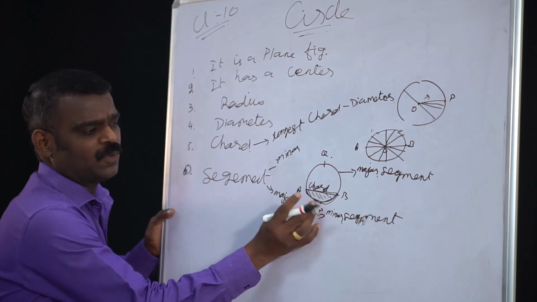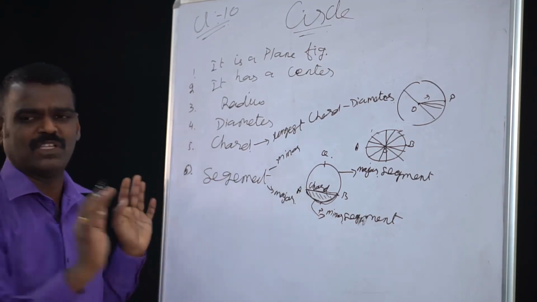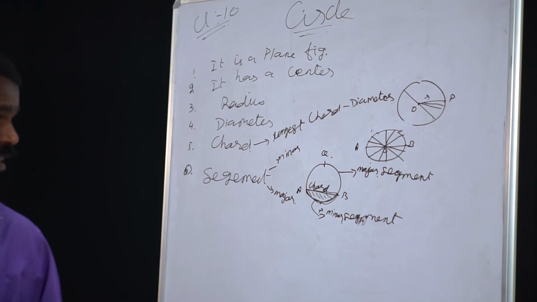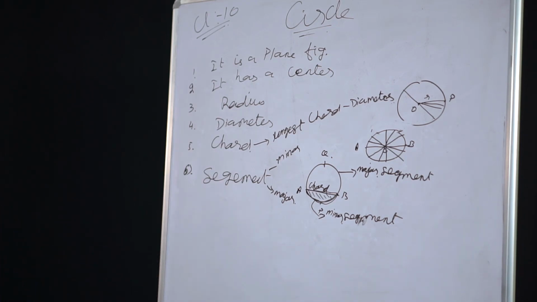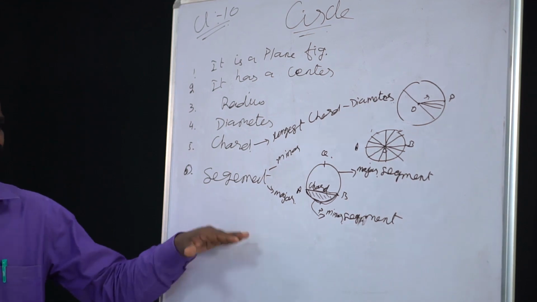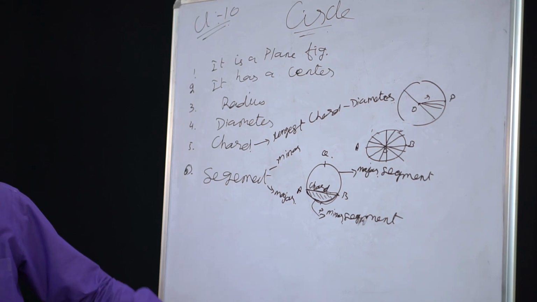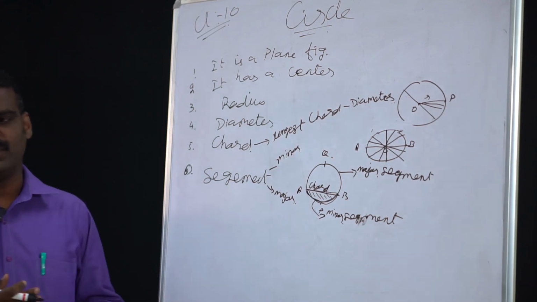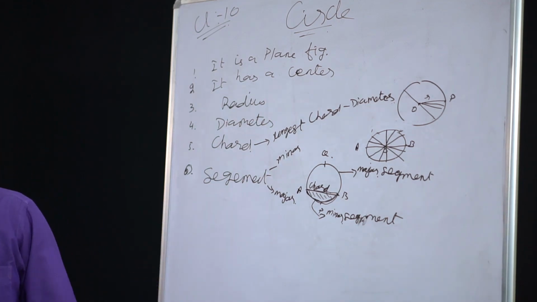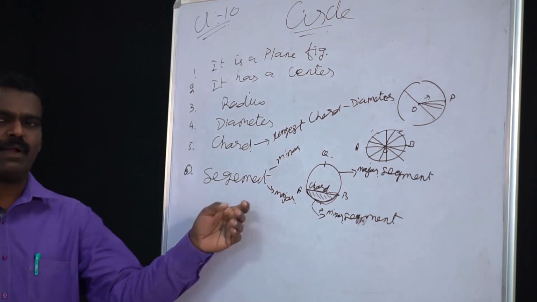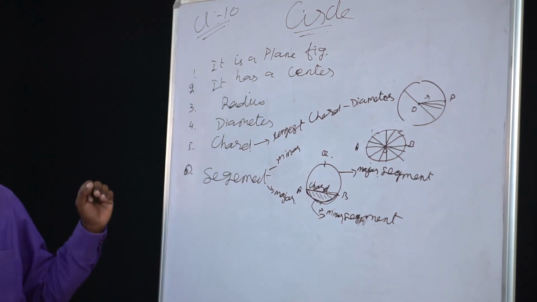Now, to find the area of the segment: the space bounded by an arc and a chord is called area of the segment. To find the area of the segment, we have a formula. That formula right now I am not going to give you. When the question comes, I will explain to you. After this, I will be doing the exercise questions. At that time I will apply and teach you how to measure.